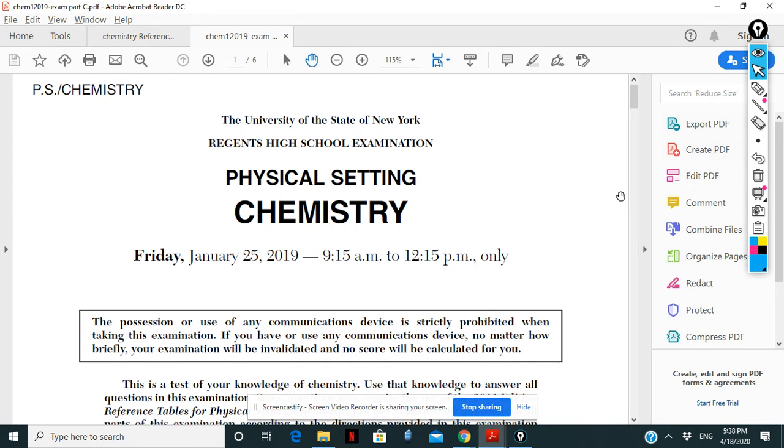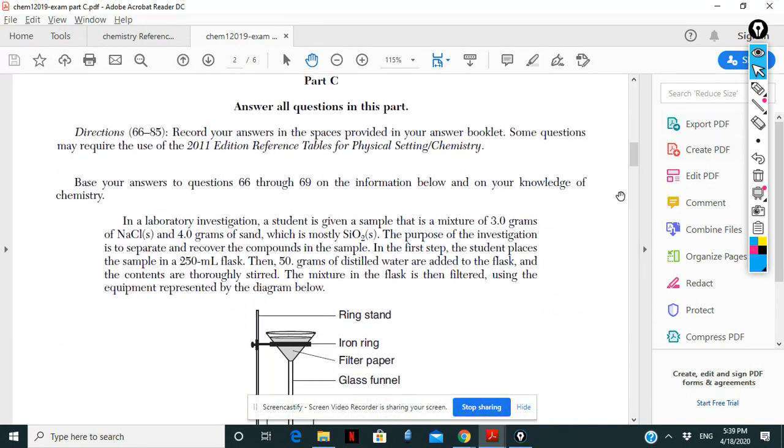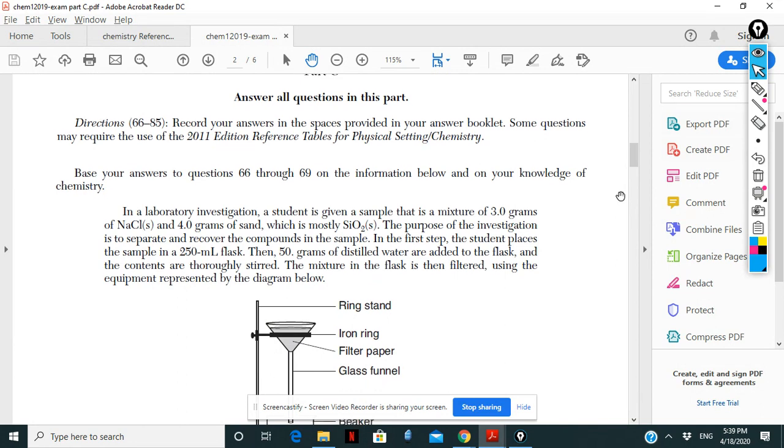We are now in part C. Answer all questions in this part. Directions from 66 to 85: record your answer in the space provided in your answer booklet.